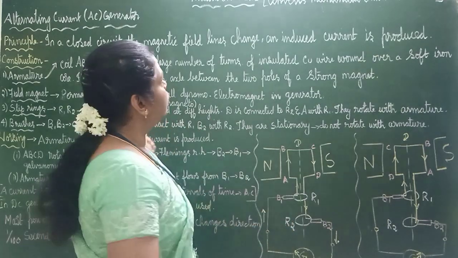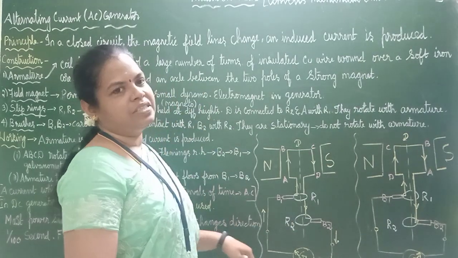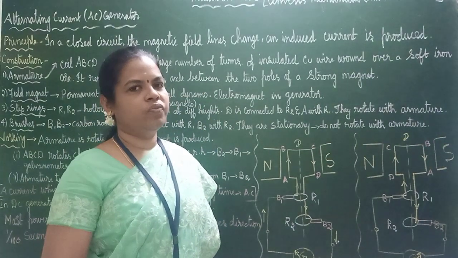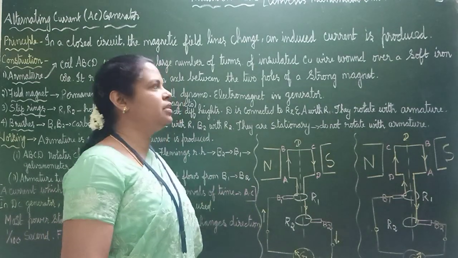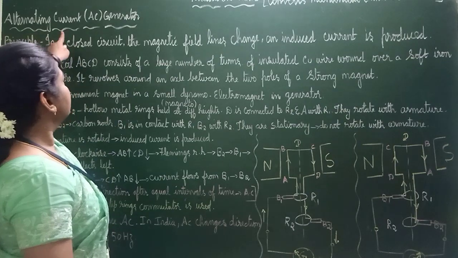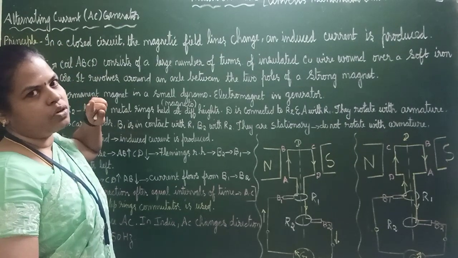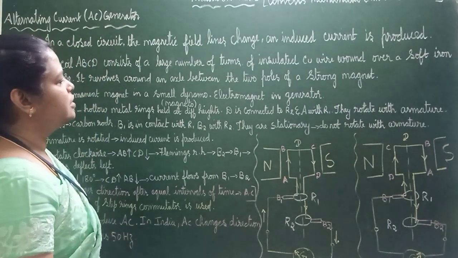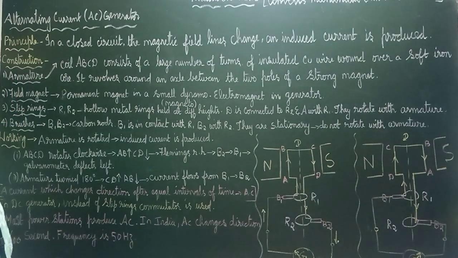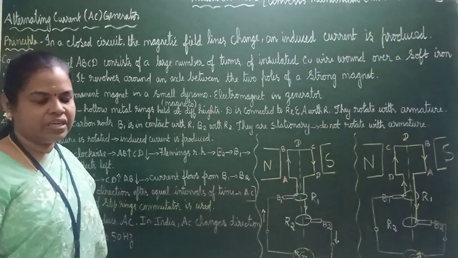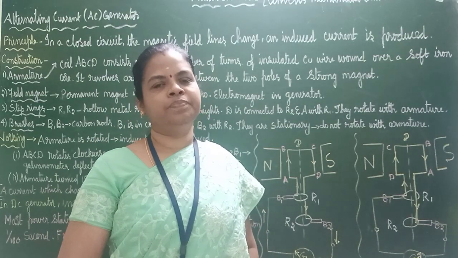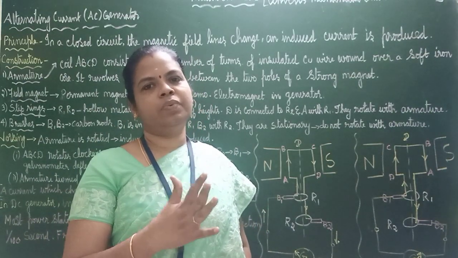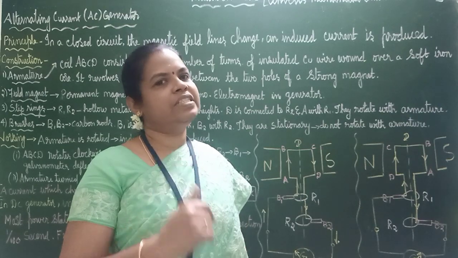Now, the AC generator. In the textbook we have only the AC generator, so we will be studying the AC generator. Alternating current generator is also called AC generator. We know the principle. We have studied that it is based on electromagnetic induction, right? And with which rule? Fleming's right hand rule.